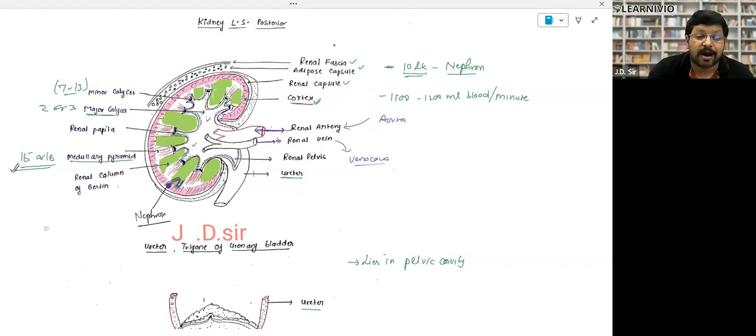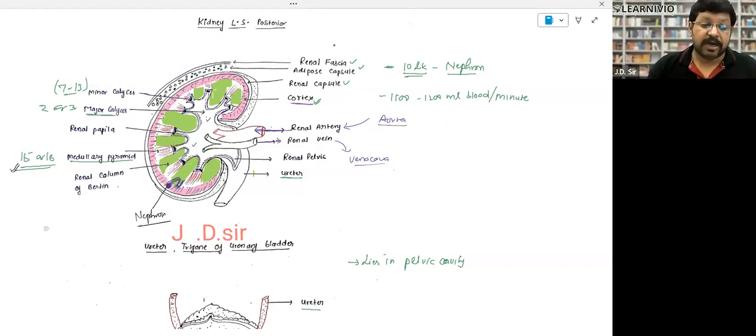Blood comes to the renal artery. From where the blood is coming, that is a question. Renal artery, that you need to note down, right? How many minor calyces, how many major calyces, how many medullary tubules. Next thing, the renal artery supplies blood to the kidney for filtration. But from where the renal artery is getting the blood, that question has been asked. Renal artery gets the blood from the aorta, right?